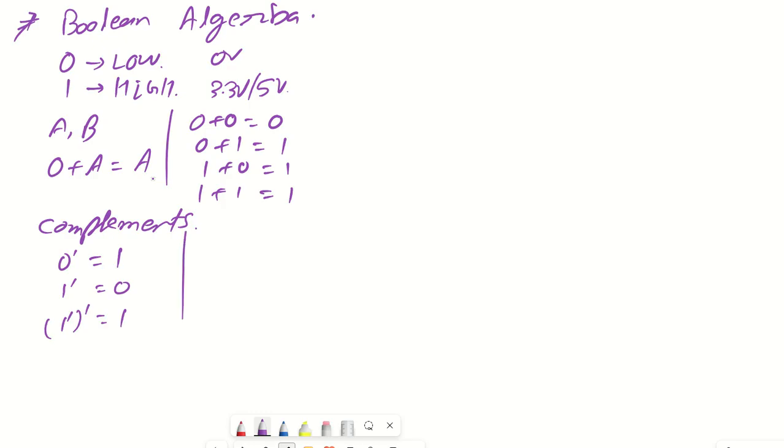Now there are multiplication laws. Let us say 0 multiplied by 0, or 0.0, is 0. Then 0.1 is going to be again 0. 1.0 is going to be 0. 1.1 is going to be 1.